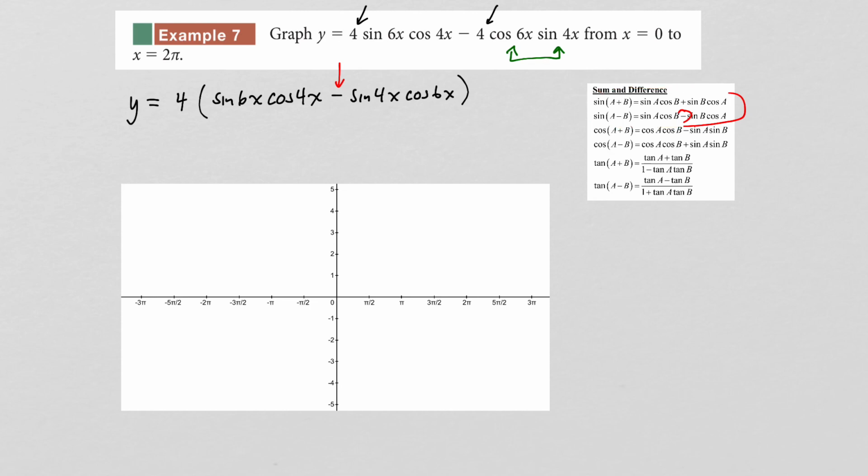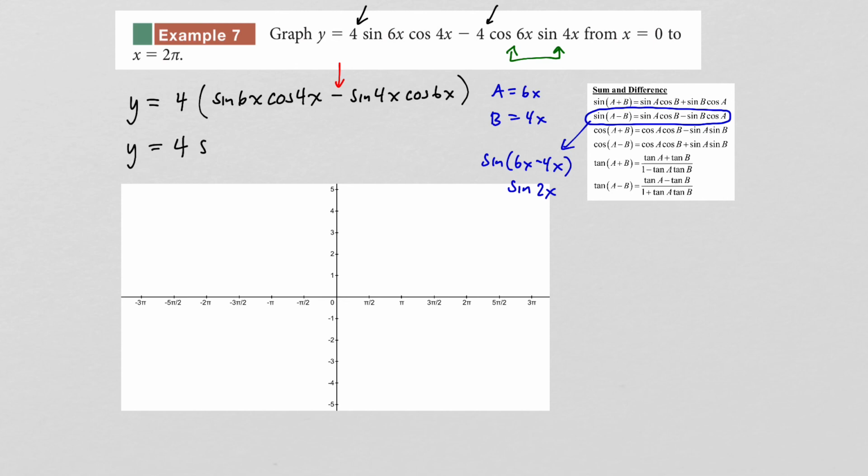And so the formula that we're going to use to help us simplify this problem is the sine of a minus b formula. So what you have here is the sine of a cosine of b minus the sine of b cosine of a. So we're going to use that formula with a equals 6x and b equals 4x. And when we do that, we're going to have the sine of 6x minus 4x, which of course is the sine of 2x. So I can simplify this function by writing it as 4 times the sine of 2x, right? So all of this is equal to the sine of 2x.